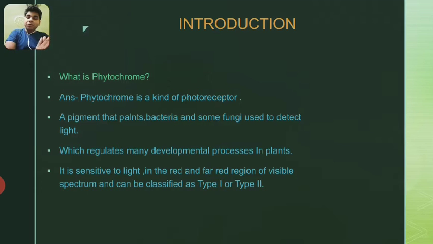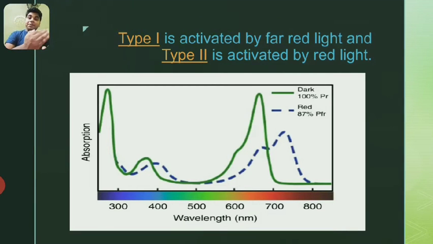Phytochrome is a kind of photoreceptor, a pigment that plants, bacteria, and some fungi use to detect light, which regulates many developmental processes in plants. It is sensitive to light in the red and far red region of the visible spectrum and can be classified as type 1 or type 2. Type 1 is activated by far red light and type 2 is activated by red light.